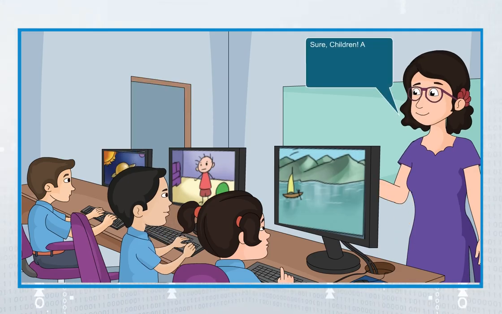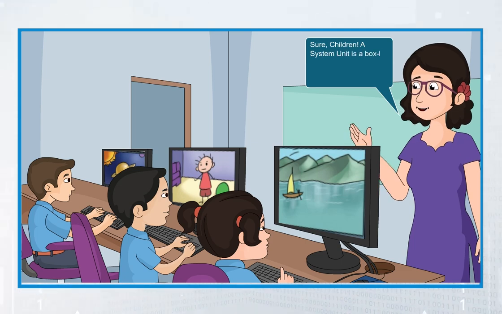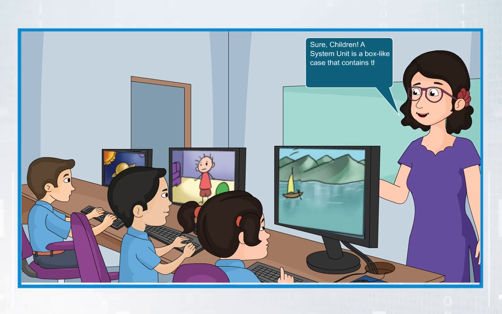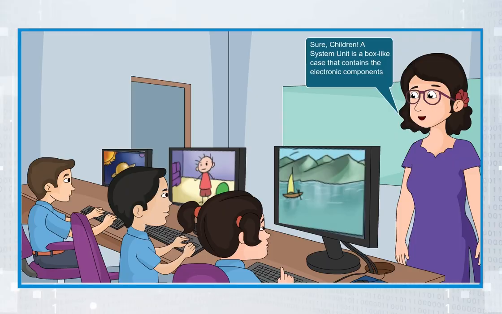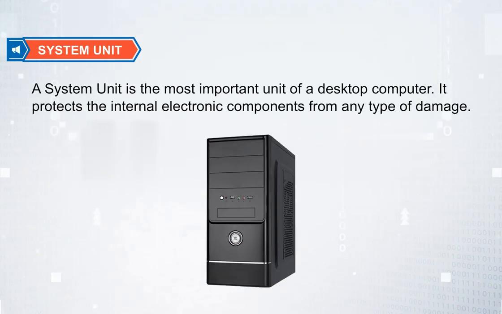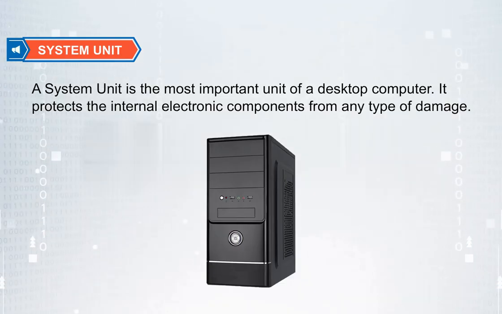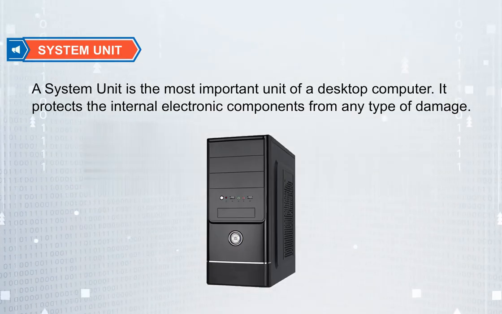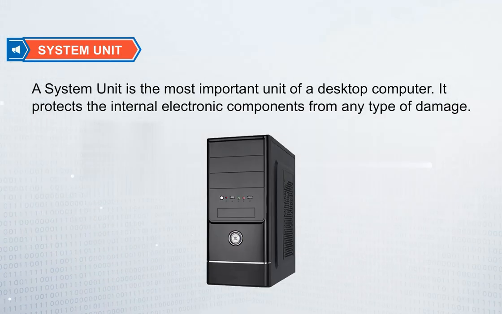Sure, children. A system unit is a box-like case that contains the electronic components of a computer. A system unit is the most important unit of a desktop computer. It protects the internal electronic components from any type of damage.